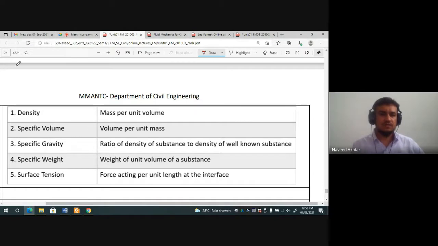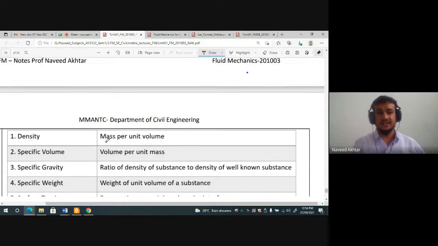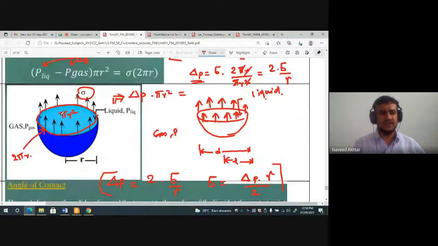Okay, so these small definitions: density is the mass per unit volume. Specific volume is the volume per unit mass. Specific gravity is the ratio of density of a substance to the density of water. Specific weight is the weight per unit volume of a substance. And surface tension is nothing but force acting per unit length at the interface, as you have seen in the plate.